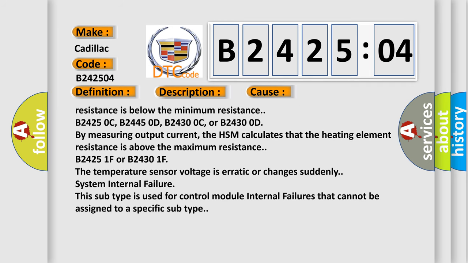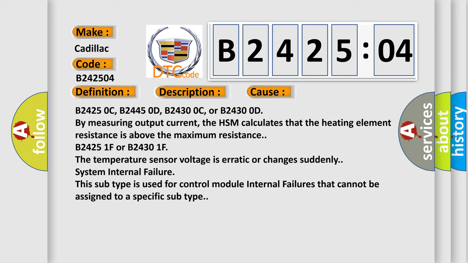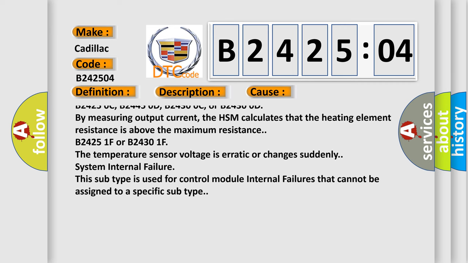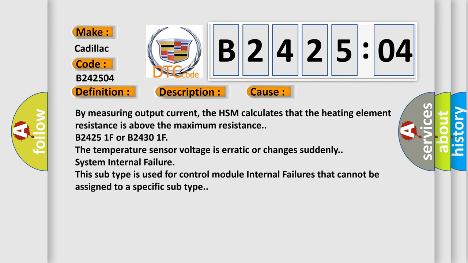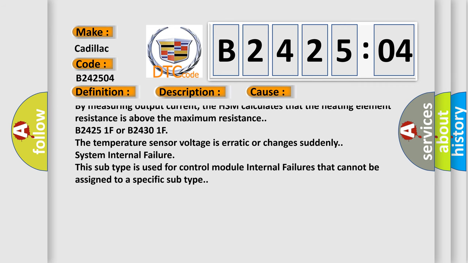B2425-0C, B2425-0D, B2430-0C, or B2430-0D. By measuring output current, the HSM calculates that the heating element resistance is above the maximum resistance.